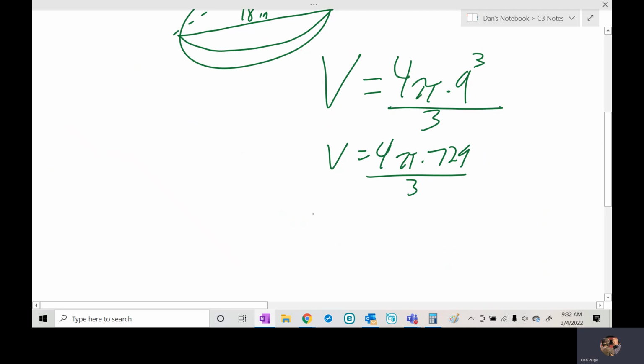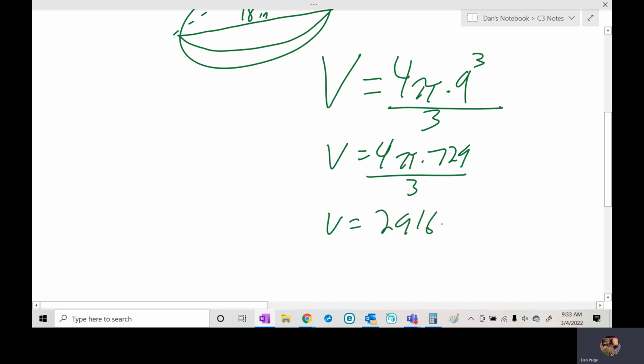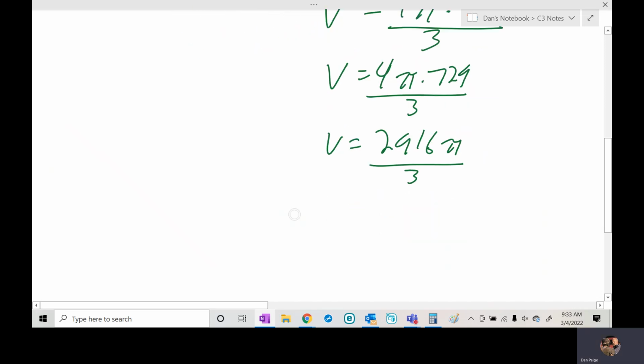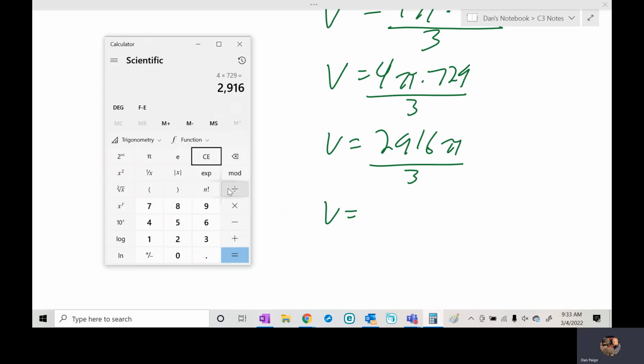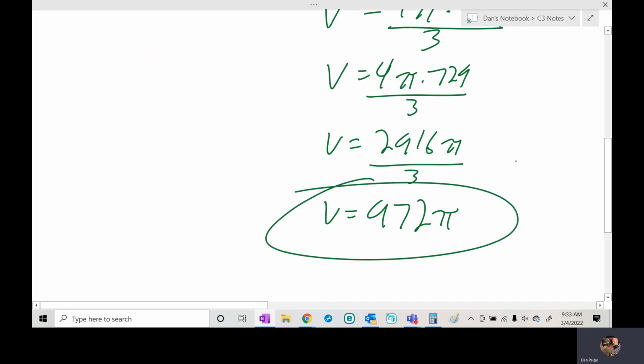Now we're going to multiply the 4 and the 729. 4 times 729, 2,916 pies divided by 3. Again, we're going to save the pies till the end. It makes our life easier. Take that number, divide it by 3. 972 pies. Remember, one day when you're all grown up and you're a big kid over in the high school, they're going to ask for an answer in terms of pi. That would be your answer in terms of pi.